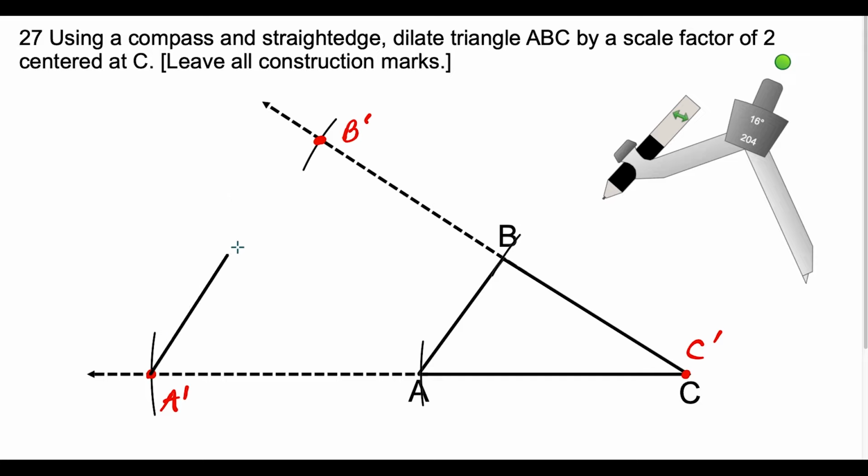So now we just have to connect everything here. So we have from A prime to B prime, and now we connect from here to here, and we're connecting from here to here. And triangle A prime, B prime, C prime is the dilation of our original triangle by a scale factor of 2.